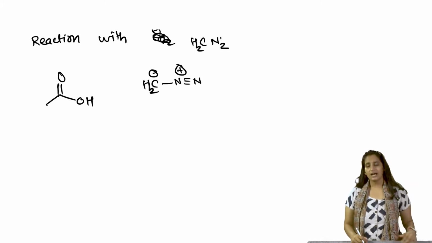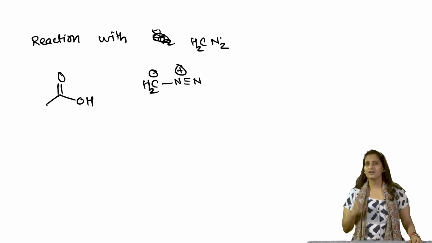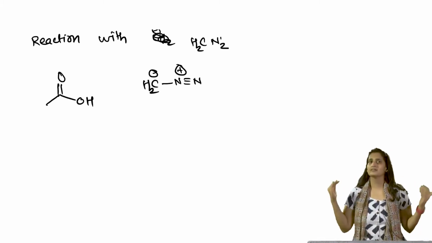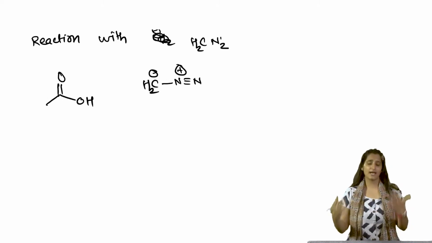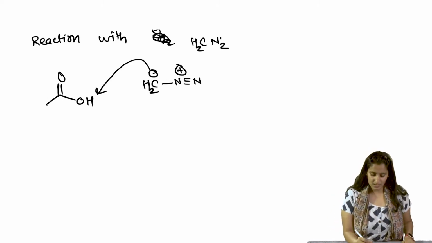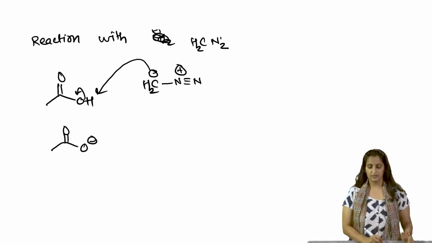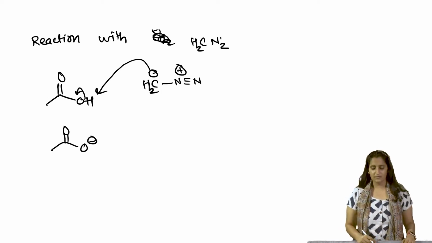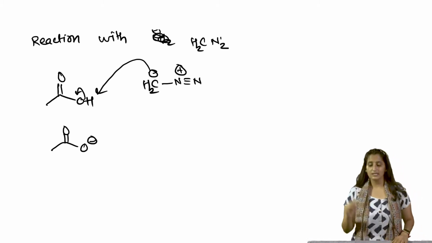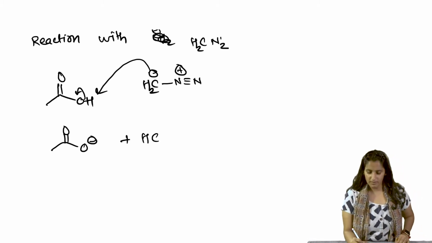Now, remember that carbon with a negative charge is a very good base. You have a very good acid. The first reaction that always happens is acid base reaction. What are we going to form? We are going to form the corresponding acetate. So, I started from acetic acid. So, we have an acetate, and you have CH3 N triple bond N plus.